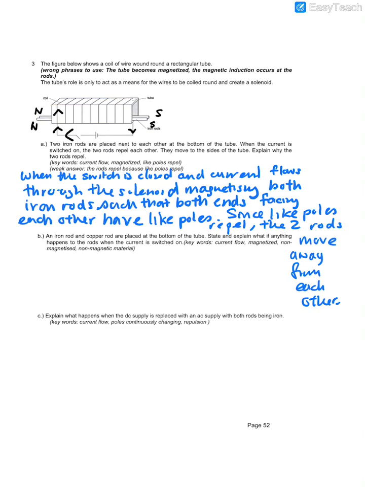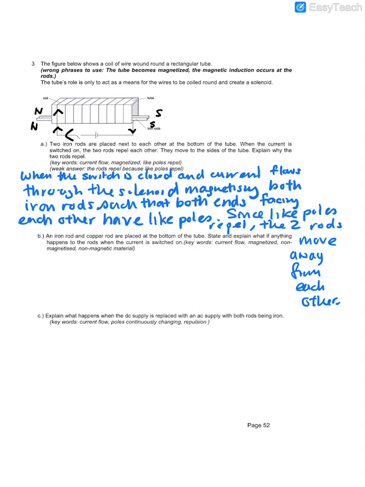Okay, so let's review the answer again. When the switch is closed, current flows through a solenoid magnetizing both iron rods, such that both ends facing each other have like poles. Since like poles repel, the two rods move away from each other. So that's how you phrase it. Of course, there are other ways of phrasing it.